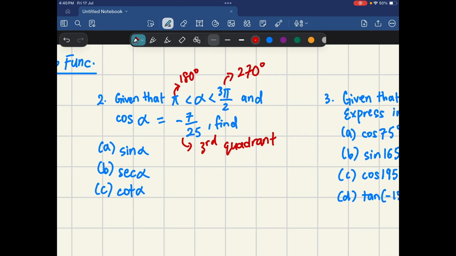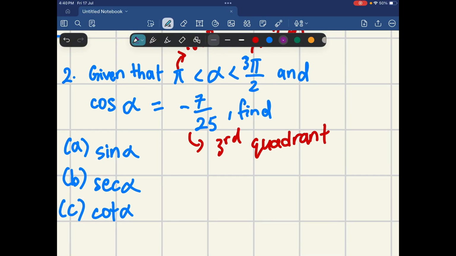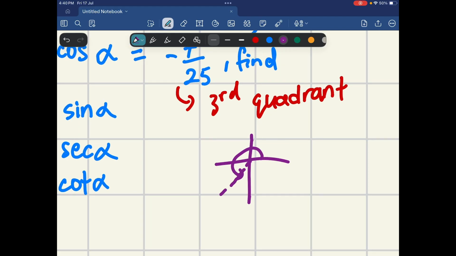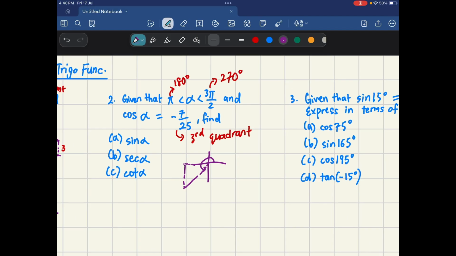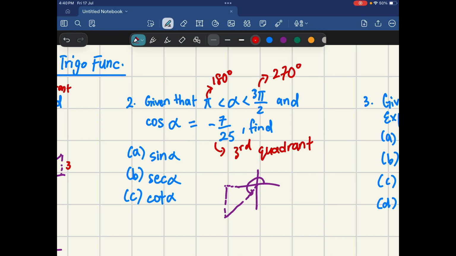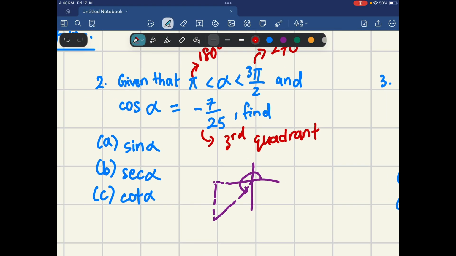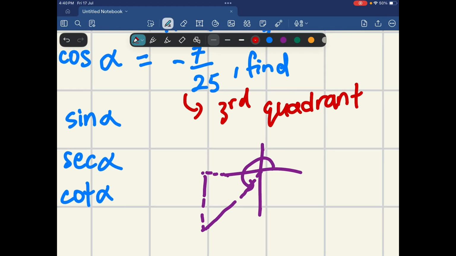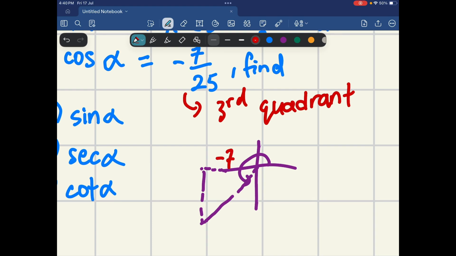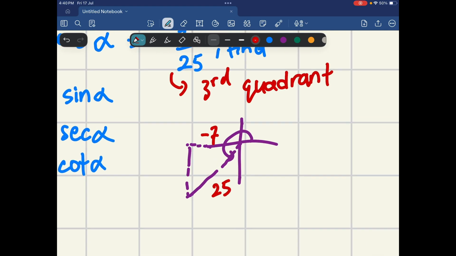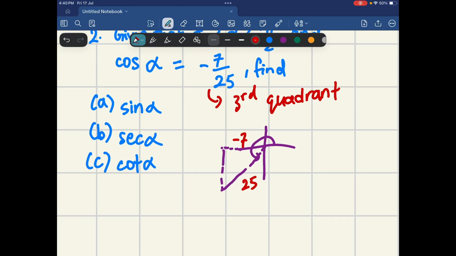So now we can draw out our diagram. Alpha will be in the third quadrant and your reference angle will be this. I'll just extend this out a bit more. Your cosine is always your adjacent over hypotenuse. So it'll be -7 as the adjacent and 25 as the hypotenuse, because your hypotenuse will always be positive.